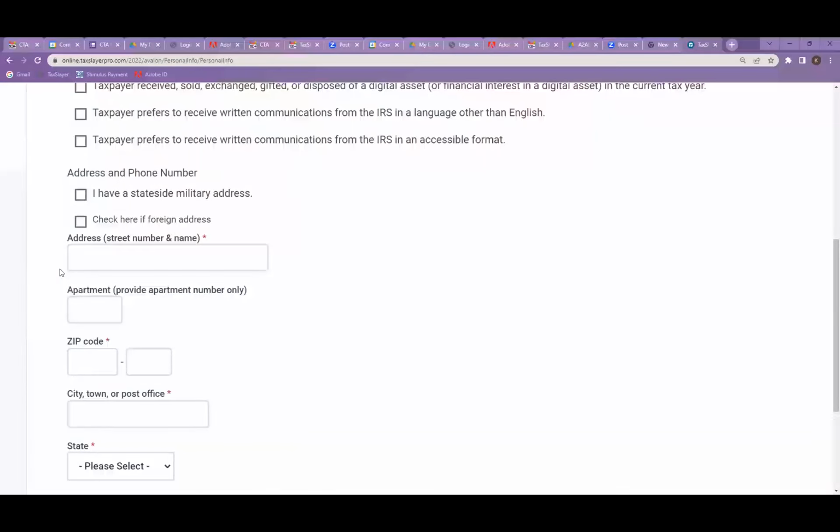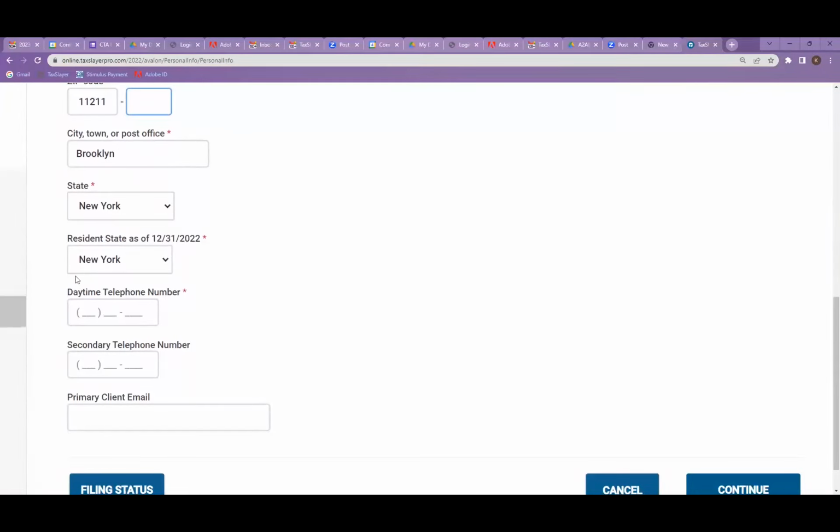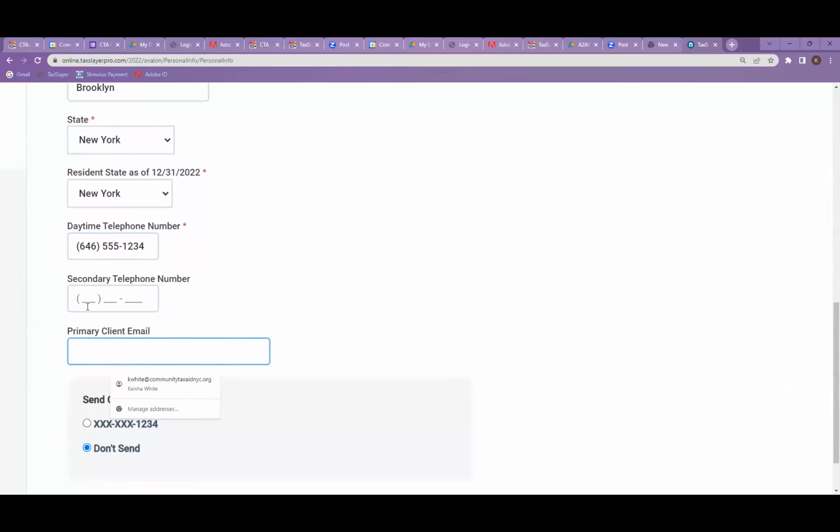So now we're entering address information on April. Her address, Keisha, is 693 Stone Avenue. And of course, you guys, when you enter information, you're doing it the same way as Keisha's doing right now. Apartment 10, Brooklyn, New York. There's going to be 11211. If you notice, guys, once Keisha enters 11211, automatically Brooklyn shows up. Let's go down and New York shows up. Let's put in a phone number for her, Keisha. We'll call it 646-555-1234. And her email, we're going to say april@aol.com.